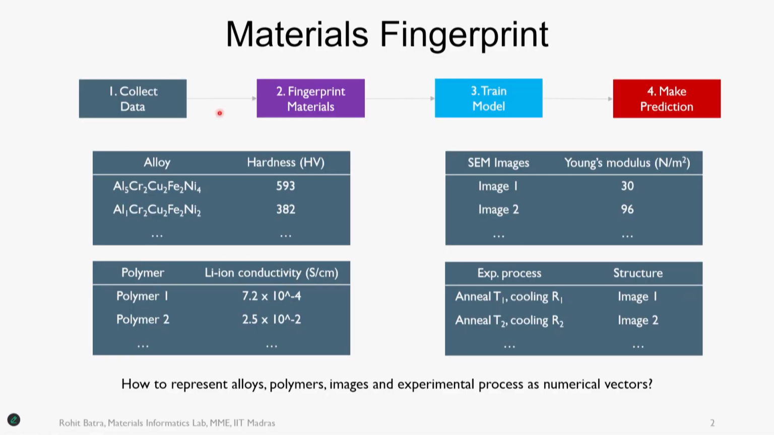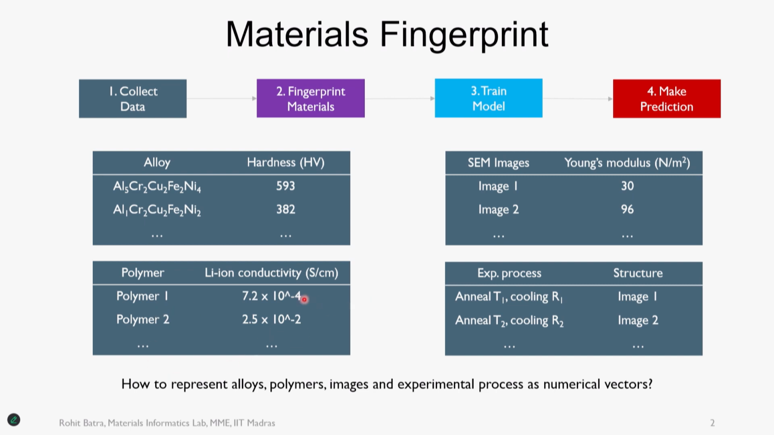So, remember this from the last session, we need 4 stages. First, we need to collect data, then we need to fingerprint them, then build some machine learning model, and then make predictions. Now, here I am giving some examples of how a data set may look. This example we already did. We talked about a few alloys and their hardness. But a data set may also be something like this, wherein you have different polymers and their associated lithium-ion conductivity. Something like the solid state lithium-ion electrolyte example I gave.